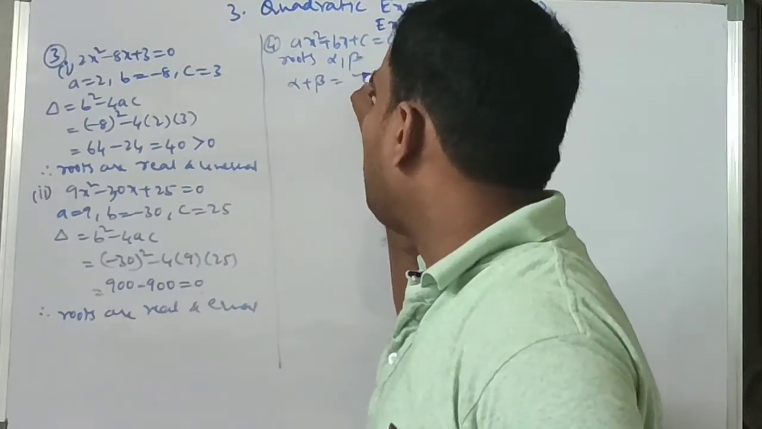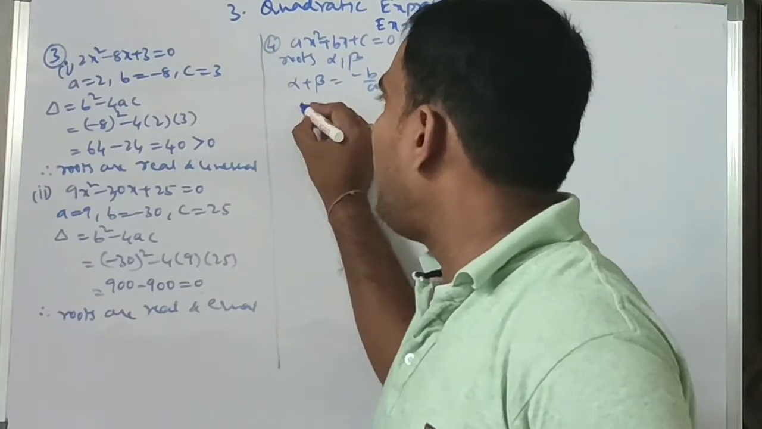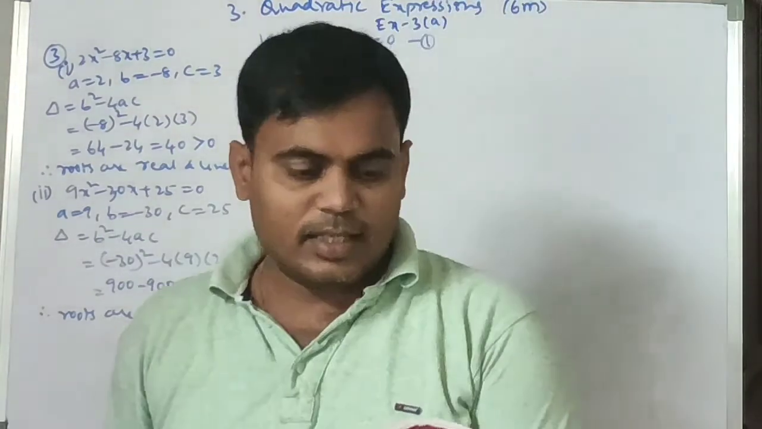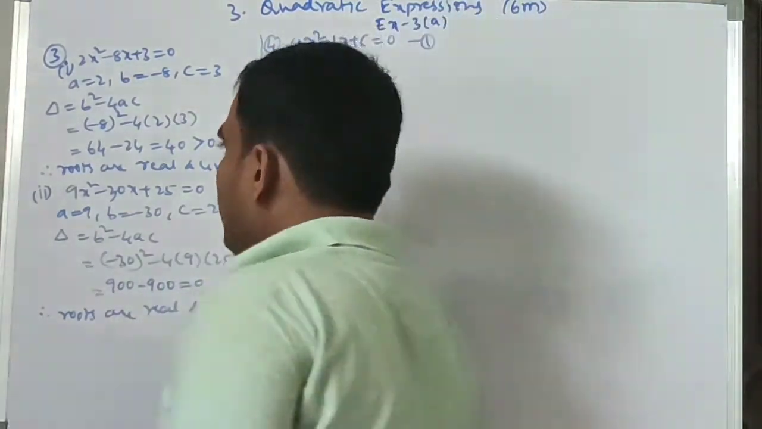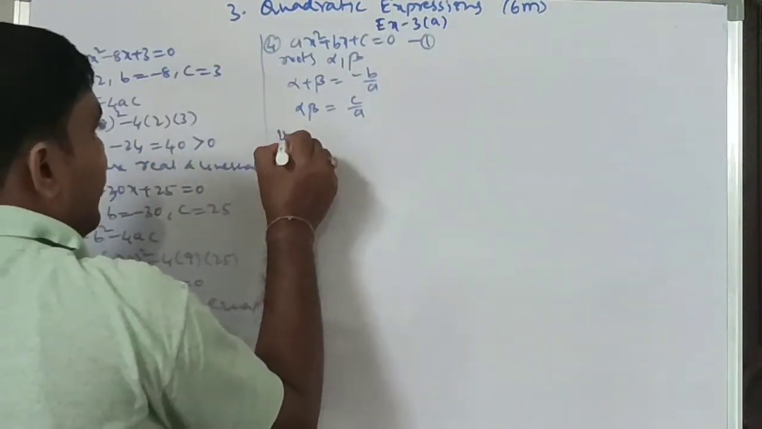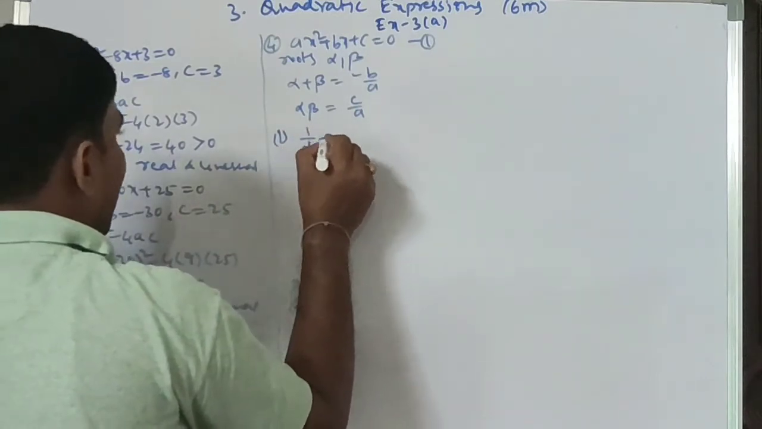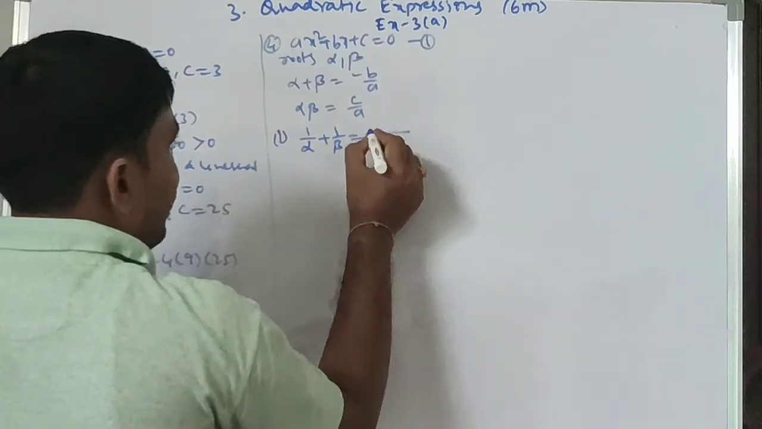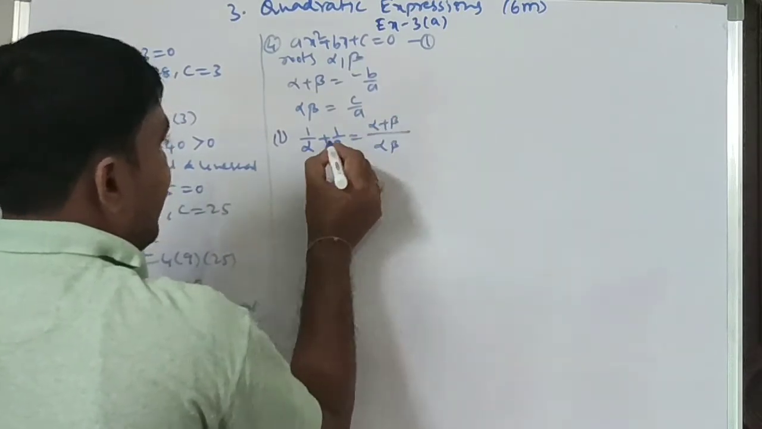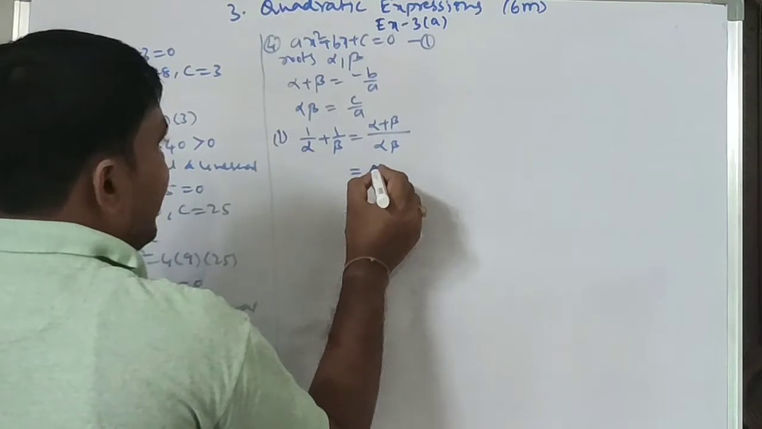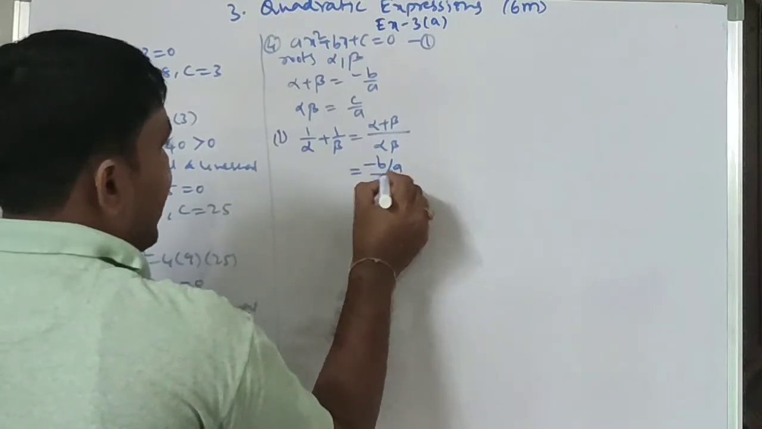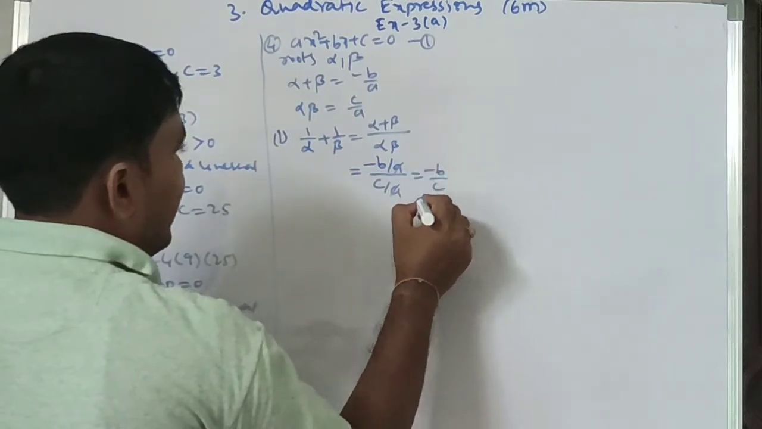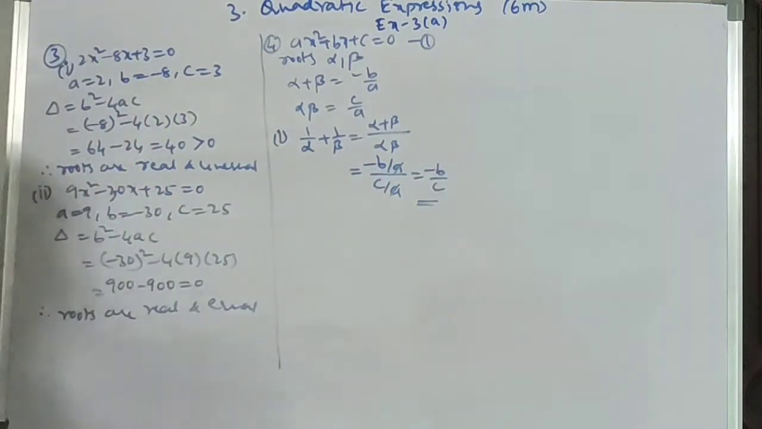Alpha plus beta equal to minus b by a, the sum of roots. Alpha beta equal to c by a, the product of roots. These two are the conditions. Now we need to find the values. First one: 1 by alpha plus 1 by beta. Taking the LCM alpha beta, the numerator is alpha plus beta. Alpha plus beta equal to minus b by a, alpha beta equal to c by a. A cancels, we get minus b by c. This is the value.